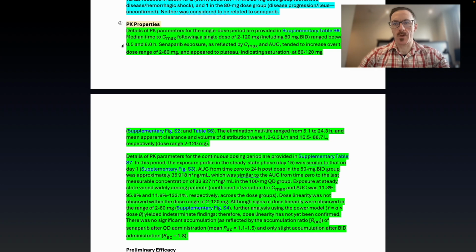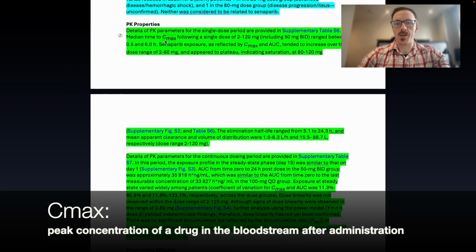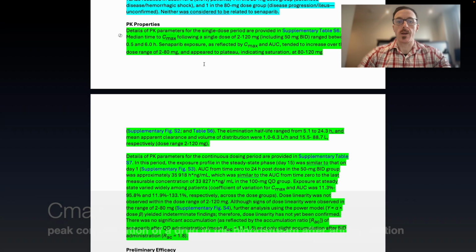But when writing up the results for a PK analysis, there are two statistics that are important to have an awareness of. We can see here first the Cmax. So the Cmax refers to the maximum peak concentration of a drug in the bloodstream after its administration. It represents the highest level that drug reaches before it begins to decline due to metabolism or elimination. So Cmax is therefore an important parameter for understanding a drug's absorption and its potential therapeutic effect.